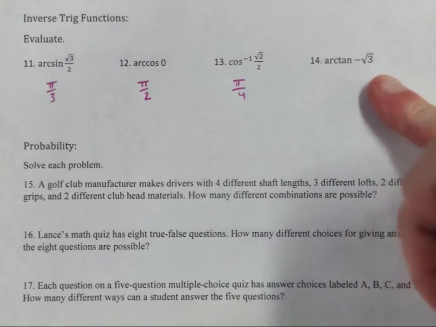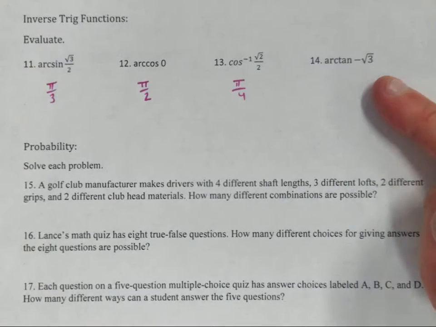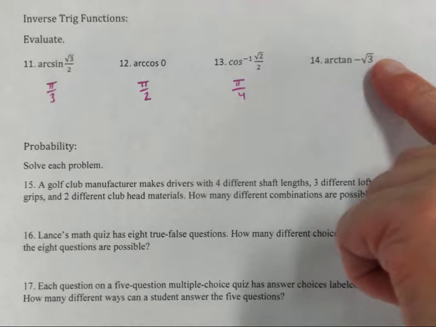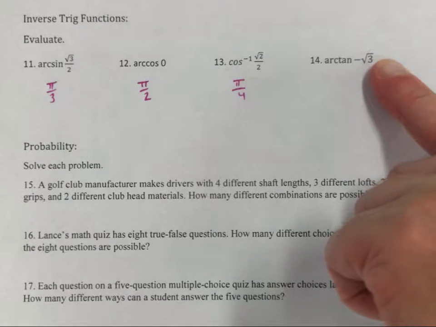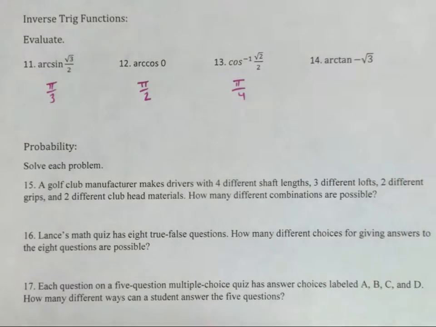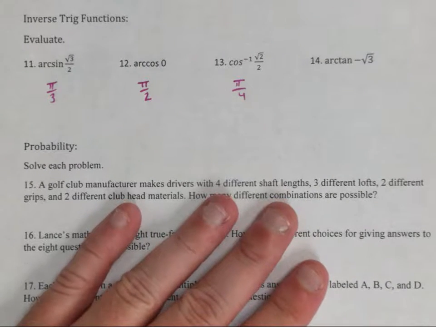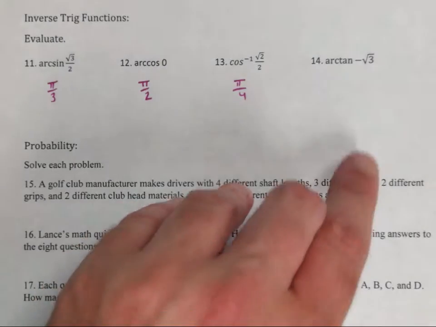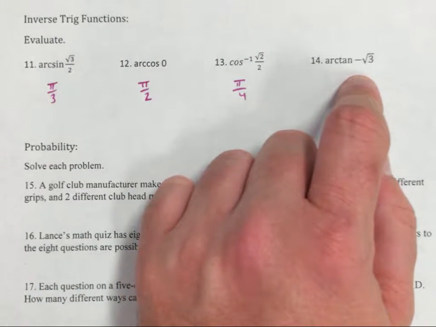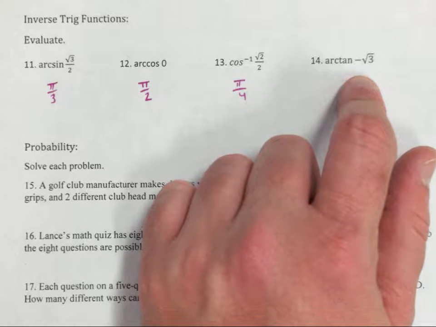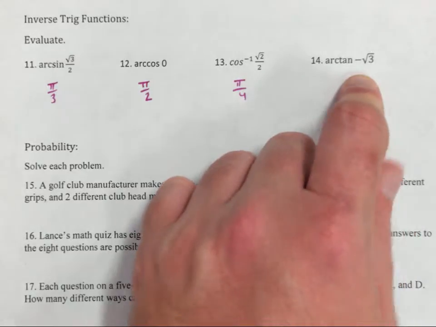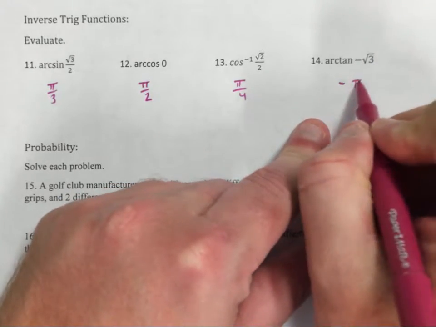Number 14. Arc tan. Where does tan live? 1 and 4. This tangent's negative. So what quadrant are we looking at? 4. Which reference angle gives you our arc tan value square root of 3? Pi over 3 or pi over 6? Pi over 3. Now, I know that 5 pi over 3 lives in quad 4, but can I put that value? So what's another way I could write 5 pi over 3? Negative pi over 3.